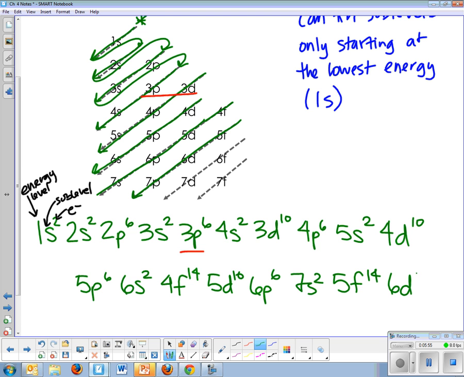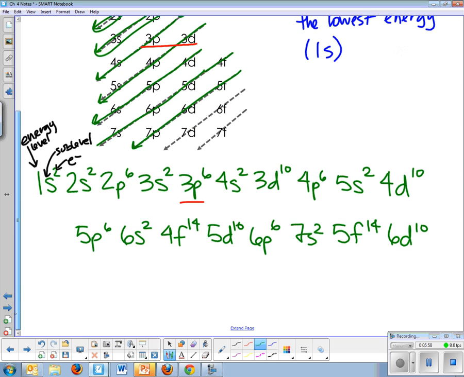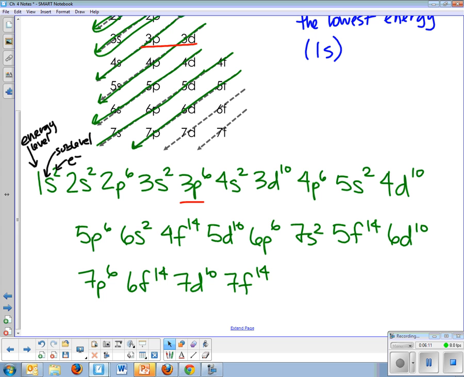6d10, 7p6. And then we've got 6f14, 7d10, and 7f14. Now, we're not going to write any electron configurations that have things beyond, let's see, what do we stop at? 6d, I guess 7p is going to be our last one. We don't have anything beyond this because we don't know any atoms, sorry, any elements beyond that.